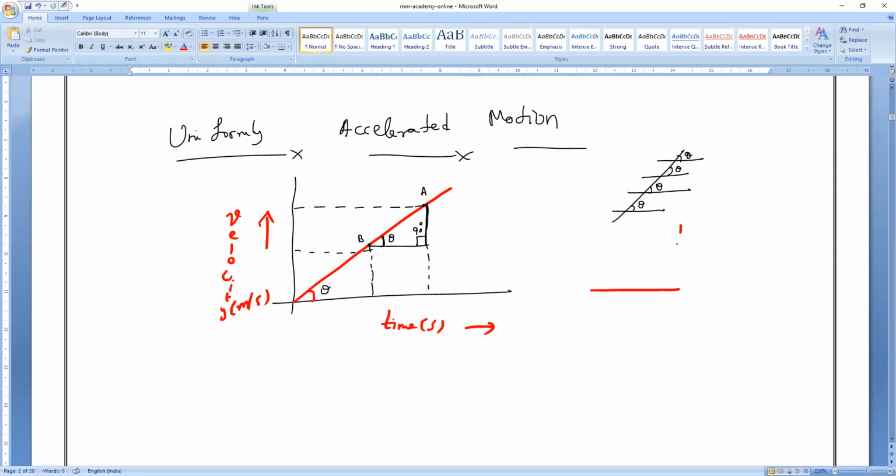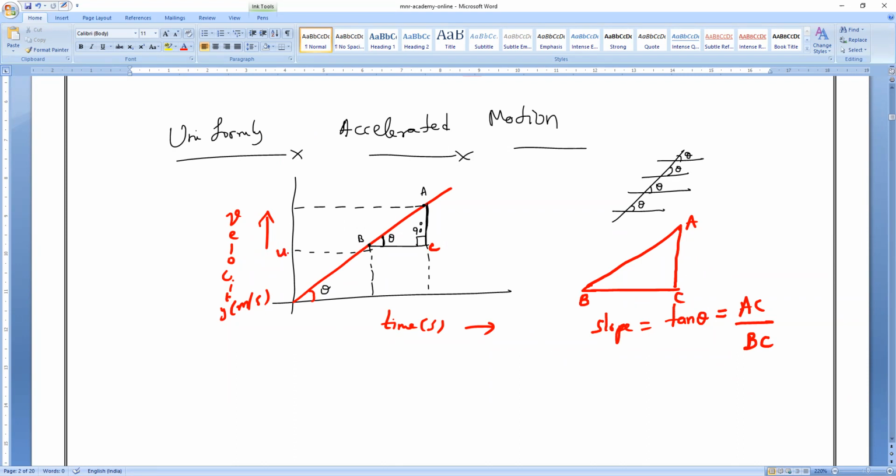So it is a right angle triangle. Right angle triangle means we all know how to find the acceleration. Slope is equal to what? Slope is equal to tan theta. So tan theta is equal to what? This is B, this is C, let me assume C, and this is A. Then tan theta is equal to the perpendicular AC divided by the base. The base is BC. So AC means what, guys?